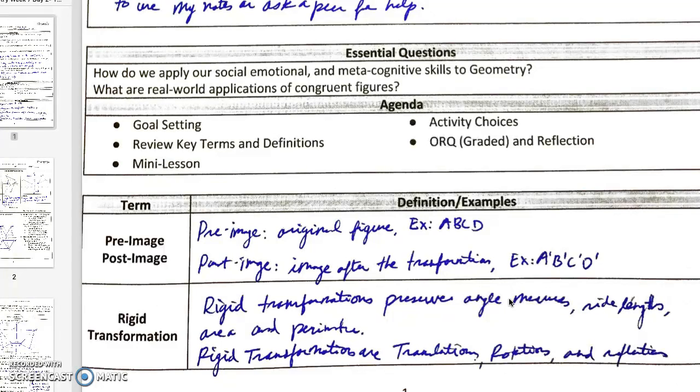That means that after something has undergone one or many of these rigid transformations, all of the angle measures are going to be the same, all of the side lengths are going to be the same, and the area and the perimeter will be the same as well. I'm going to give you about 10 more seconds to copy down these notes if you have not done so already.